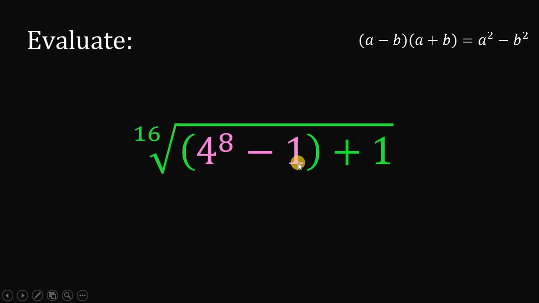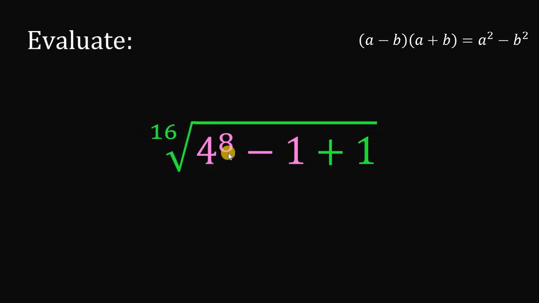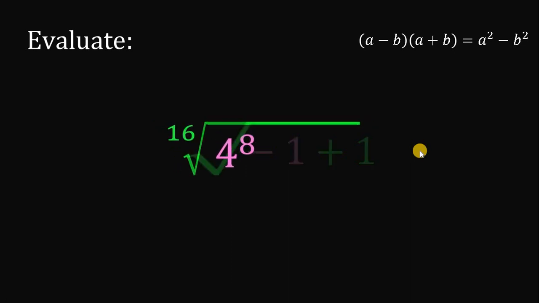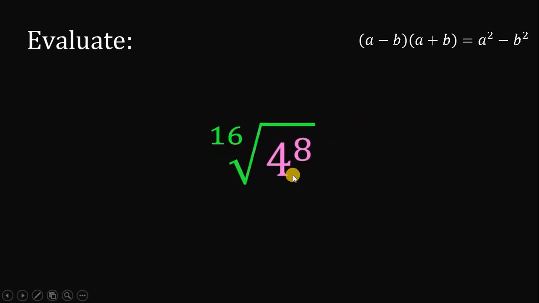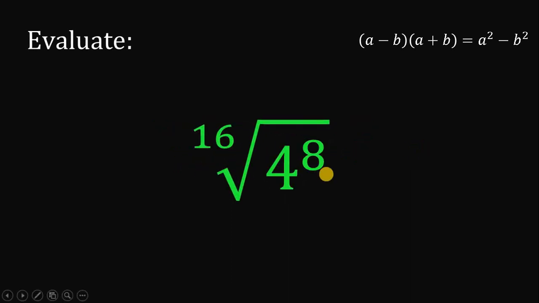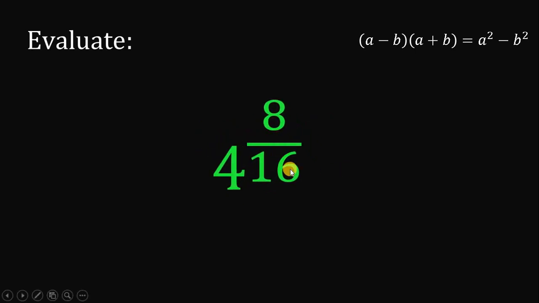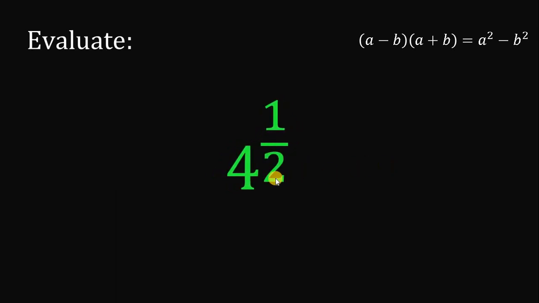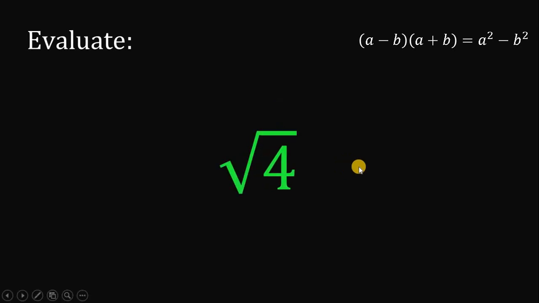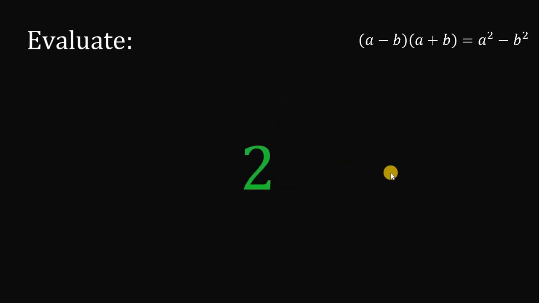Now, if we simplify this, this is just 4 raised to 8, minus 1 plus 1, and negative 1 plus 1 is just 0. So this is just the 16th root of 4 raised to 8. And now, the 16th root of 4 raised to 8 can be written as 4 raised to 8 over 16. And 8 over 16 is just 1/2. And 4 raised to 1/2 is just the square root of 4. And the square root of 4 is just 2.